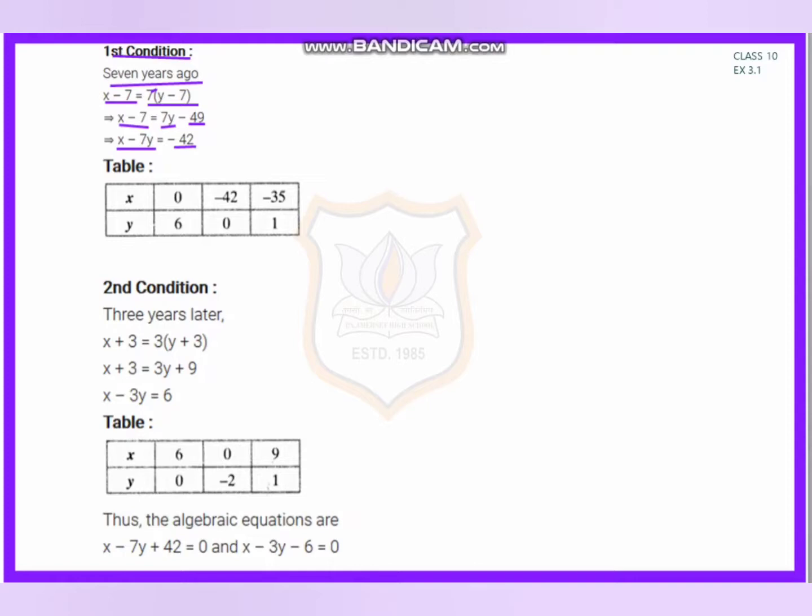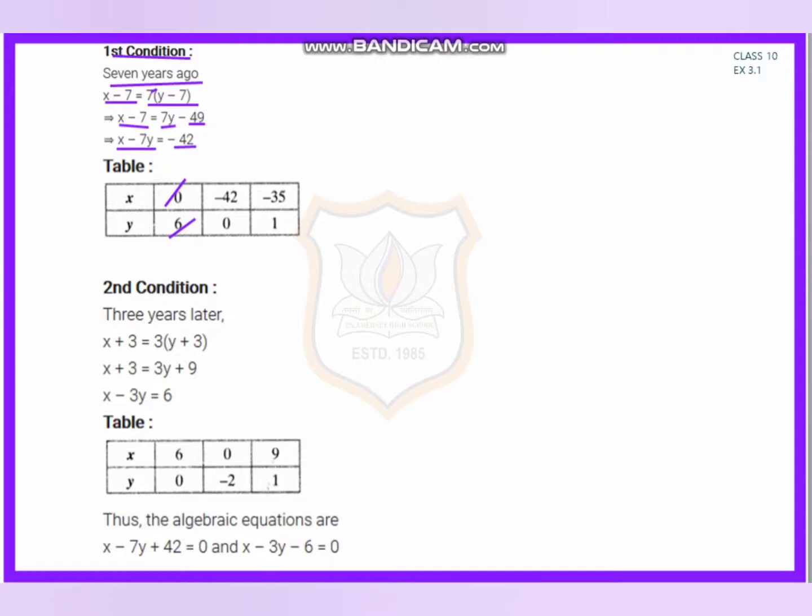Here we put any one value of x or y, and we will get the other value. If we put the value of x, we will get the value of y. If we put the value of y, we get the value of x. In this way we can draw the table, and with the help of the table we can plot it on a graph. Let's start. First I have put x equals 0. So minus 7y equals minus 42, therefore y equals 42 by 7, so we get the result 6.